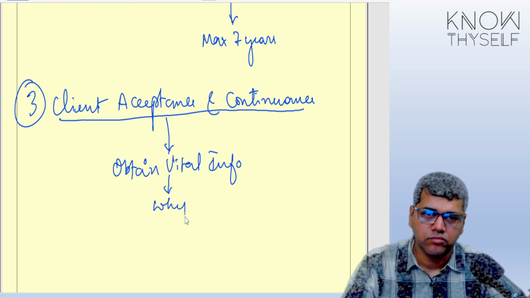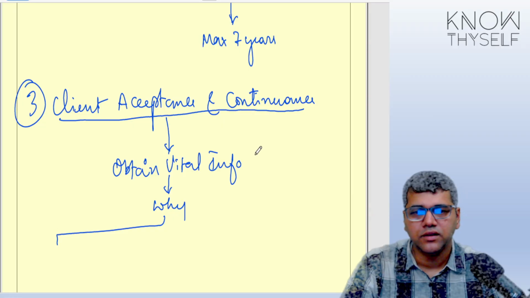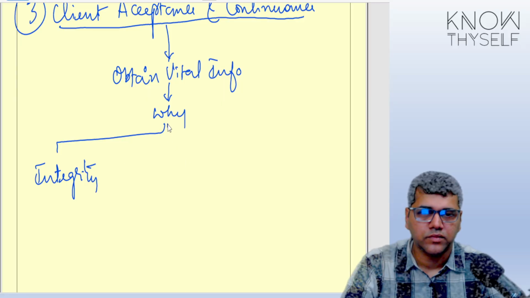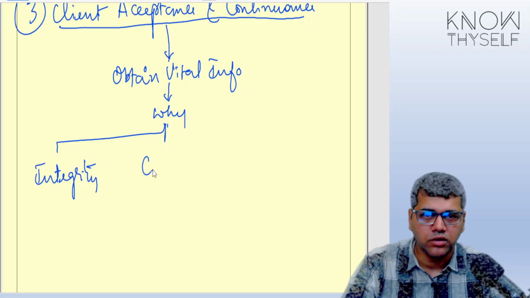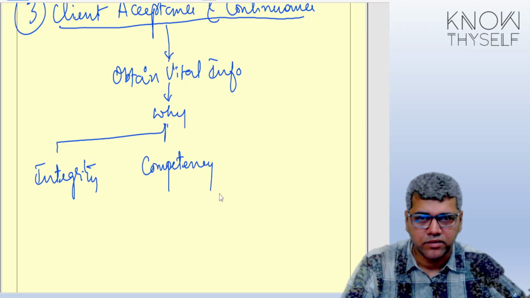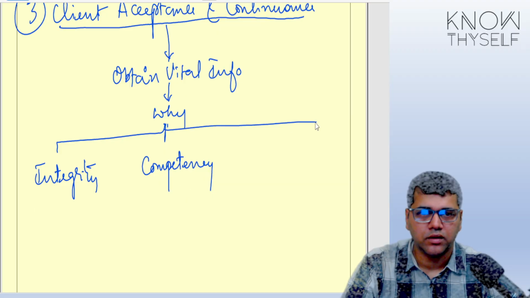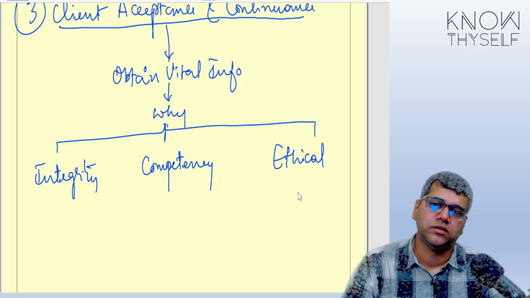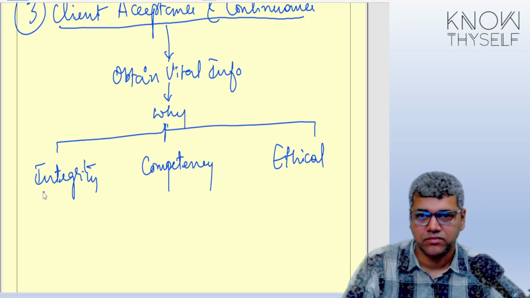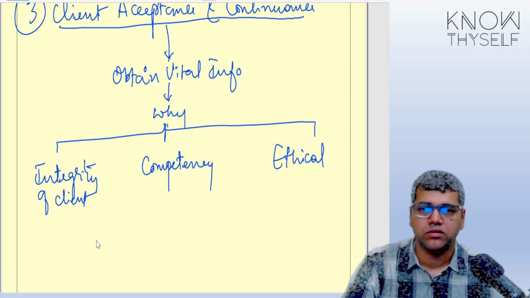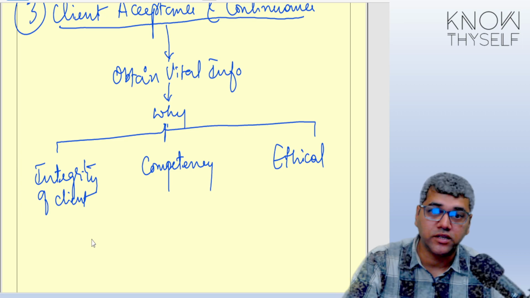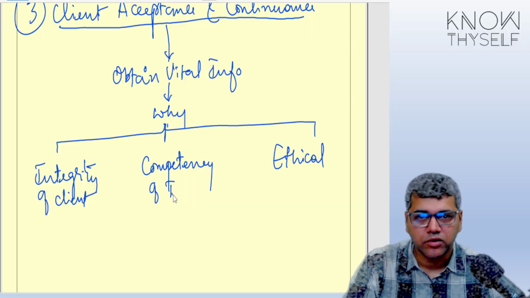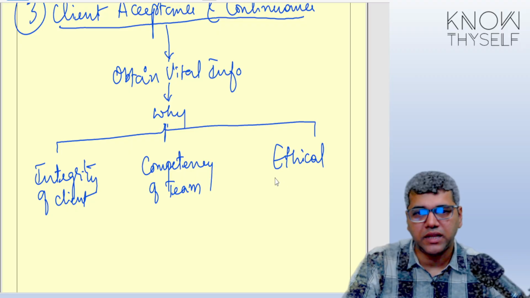Why? To decide integrity, which is not within your control, competency, and ethical requirement. So integrity of the client. In the examination question, you don't write client, you write promoters and key managerial personnel. Now competency and capability of the team and compliance with the ethical requirements.